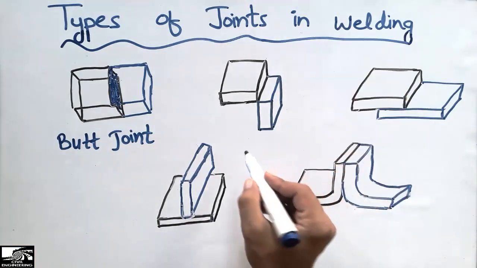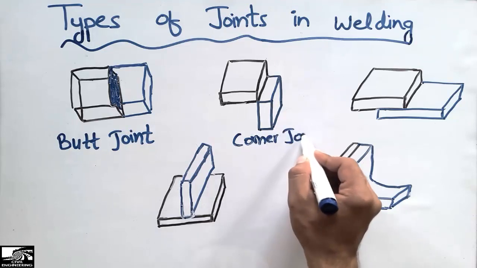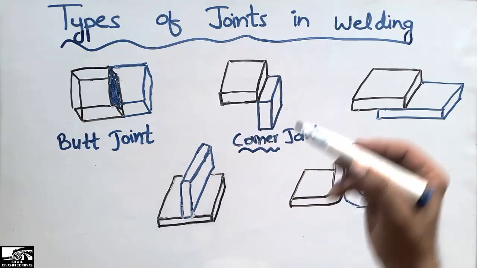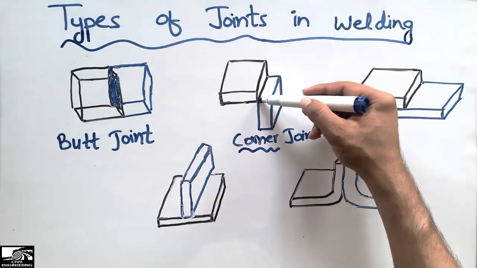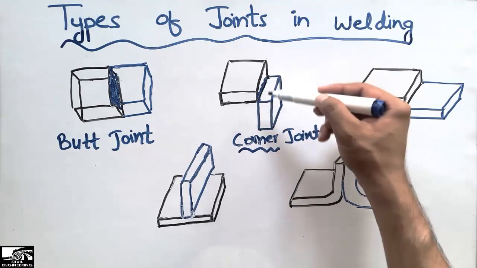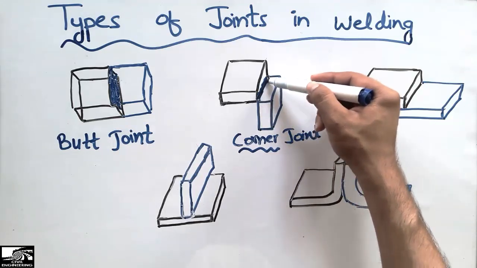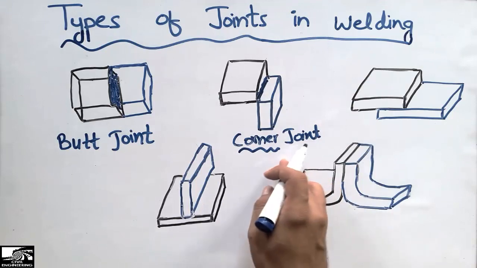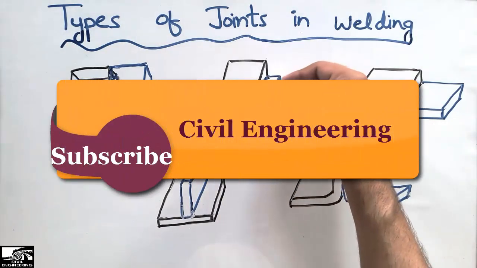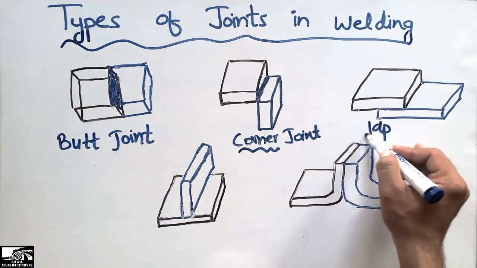The second type of joint is the corner joint. By the name we can say that it is in the corner. So we join the two members by welding the corner of the one member and the corner of the second member. So we put the weld here and we join these two members at the corner. So we call this type of joint in welding the corner joint. It's only connected at the corners. This we weld here.